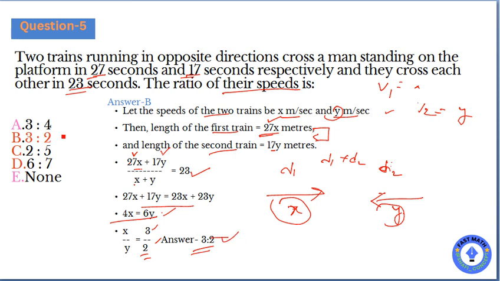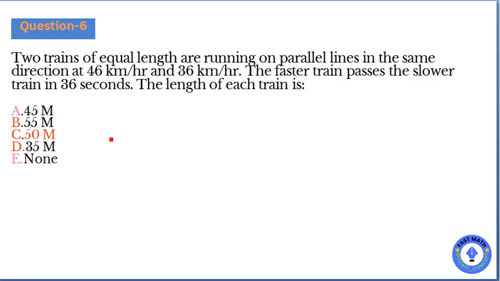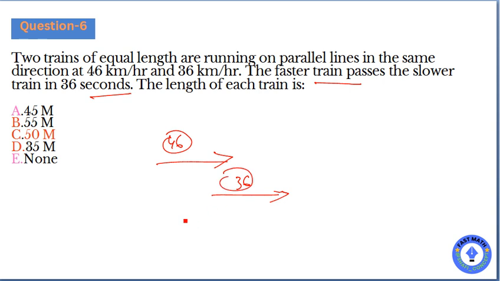The answer will be 3:2. Coming to the final one: two trains of equal length are running on parallel lines. That means one train is going in the same direction and the second train is also in the same direction, but both trains are running in parallel. The first train's speed is 46 kmph and the second train's speed is 36 kmph. The faster train passes the slower train in 36 seconds. This train is crossing this train within 36 seconds. What will be the length of each train? As per the problem, both trains are of equal length.